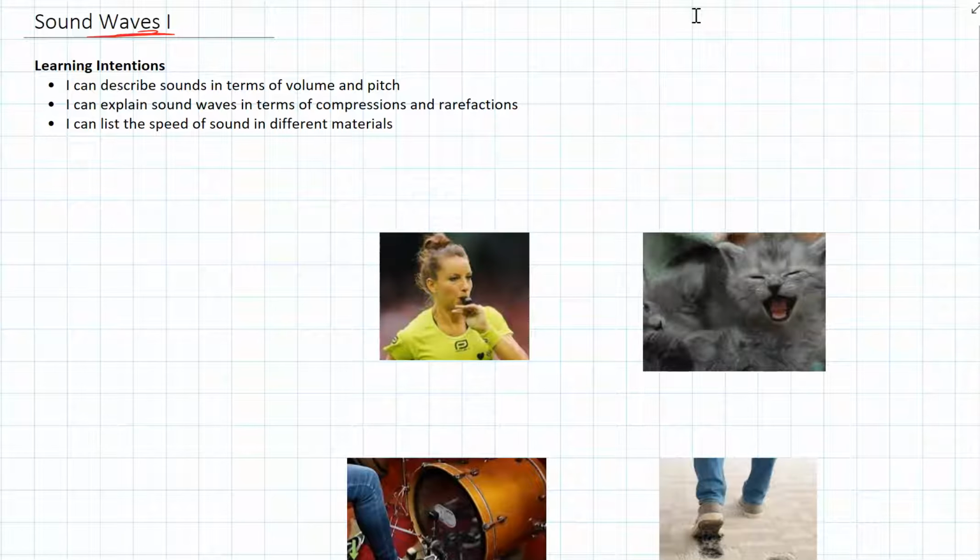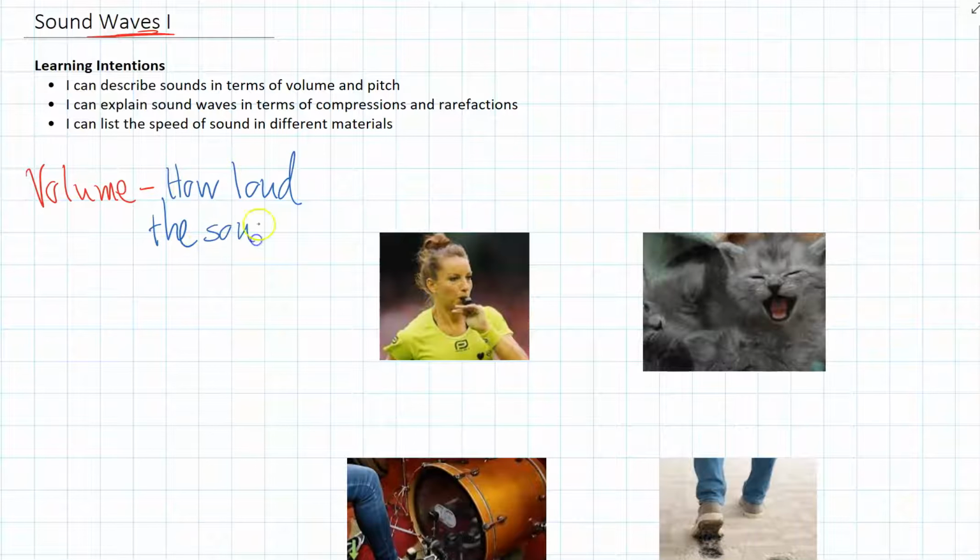Okay, but first of all, we've got two new keywords here, which are volume and pitch. And we do use these words in everyday language, particularly if you're a musician. So we should know that volume is just how loud the sound is. So if sound's got a high volume, we say it's loud. And then if it doesn't have a high volume, we say it's soft.